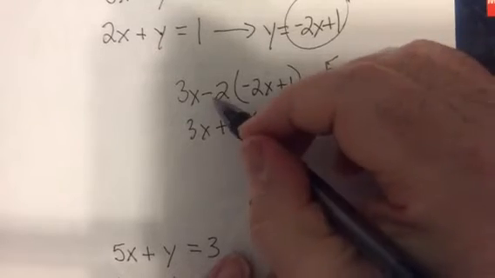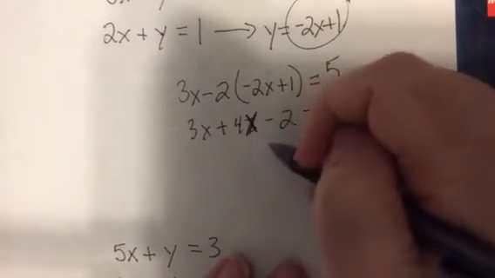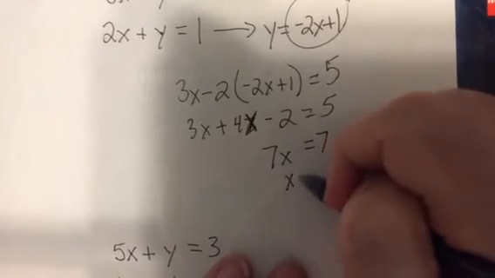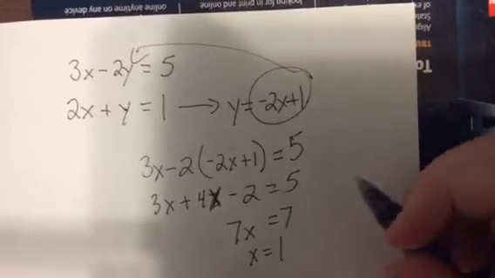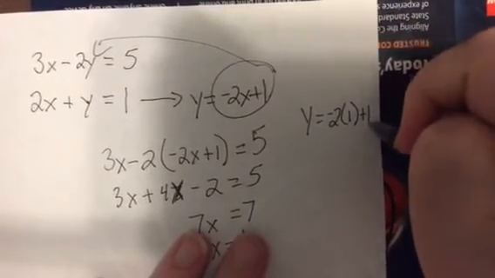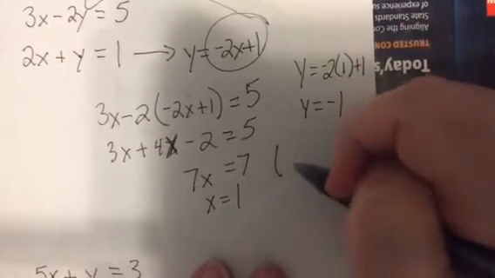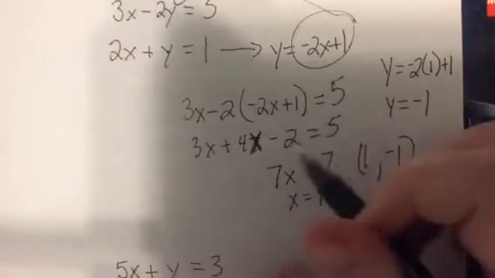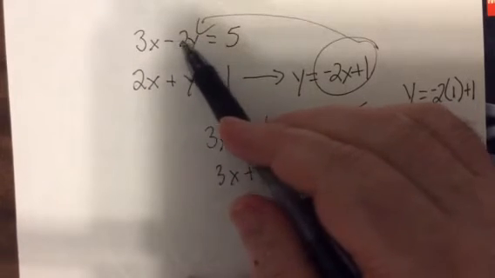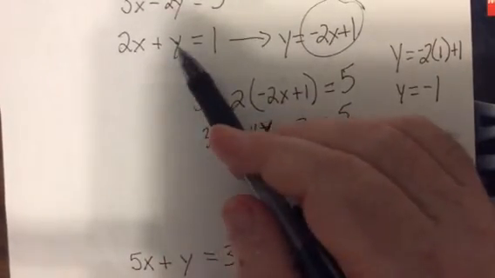Sorry about that. And then minus 2 times 1 is minus 2. So I'm going to do 2 steps here. That's 7x. Add 2 to both sides. So x equals 1. Put that back in. y equals negative 2 times 1, plus 1. So y equals negative 1. Now, I haven't been officially checking them, but I'm checking them in my head, which you should do. 3 minus 2 times negative 1 would be plus 2. 3 plus 2 is 5. 2 minus 1 is 1. Good.